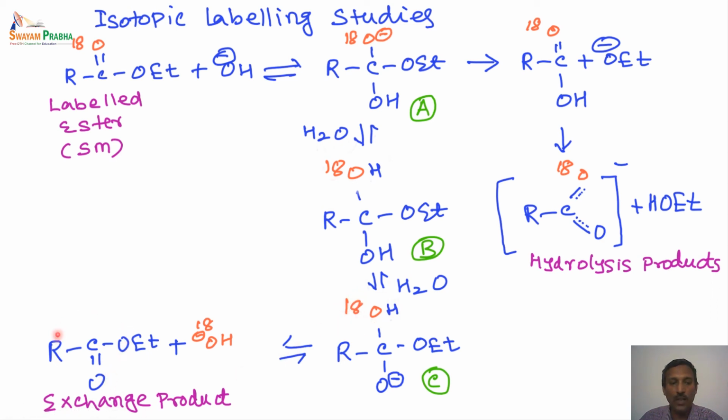So what we can end up with is an exchange product in which we are not having the labeled oxygen. The starting ester has O18 labeled, but the obtained product, which is the exchange product, does not have the O18. So if the reaction is stopped in between, the reaction mixture will have the labeled ester and the exchange product, which is again the starting material ester only. This is the starting material, but this does not have the O18 labeled oxygen.